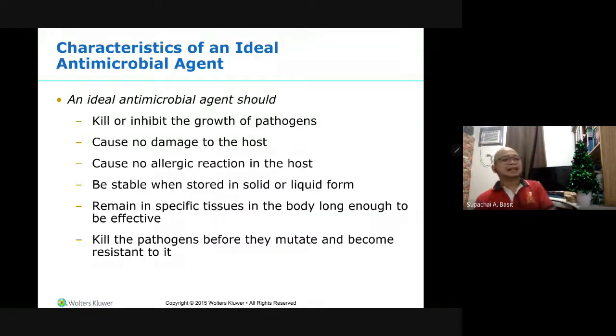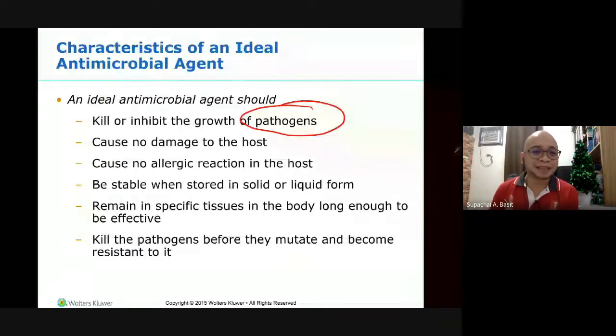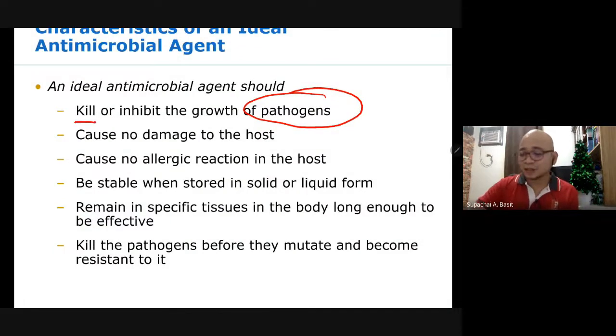Okay? So an ideal antimicrobial agent should be able to kill and inhibit the growth of pathogens. That's the main purpose. The main purpose is to either kill or inhibit the growth of the pathogens. And of course, you do not want to damage the host or the patient. So you only want to inhibit or kill the pathogens, but you do not want to kill the host, or you do not want to have any adverse effects to the host, such as, for example, damage of the kidneys, liver, and you do not want to have allergic reactions in the host.